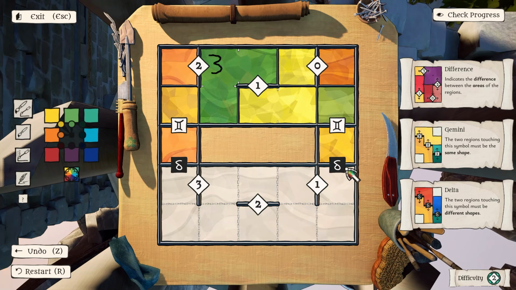Now the bottom half. So delta just has to be a different shape. Well, so therefore it's just not a 1 here. So it's at least this. Same here. So how do we make these numbers add up nicely? I guess in theory these could be the same shape, but probably not. 1, 2, 3, 4, 5, 6, 7. No, how's that going to work? It's never going to work.